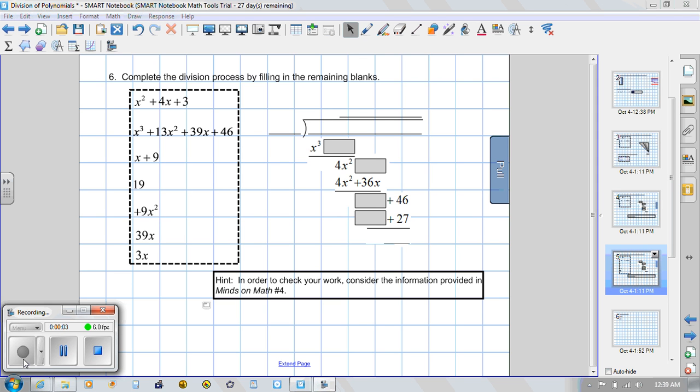In this example, we're going to examine the process of long division involving polynomials. To get things started, we're just going to fill in the template with these expressions. So this expression is the dividend. So I'm just going to drag a copy of that into our division template. X plus 9, according to the problem, is our divisor.